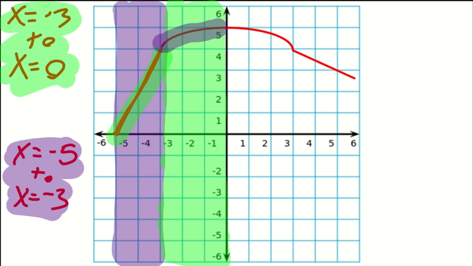Now, if I go from the next section, if I'm going from 0 to 3, that's going from here to there. Is that increasing or decreasing? That's a decrease. Linear or nonlinear? Nonlinear because it's got that curve. What about this one right here? Decreasing and linear. Everybody seeing how it's working?